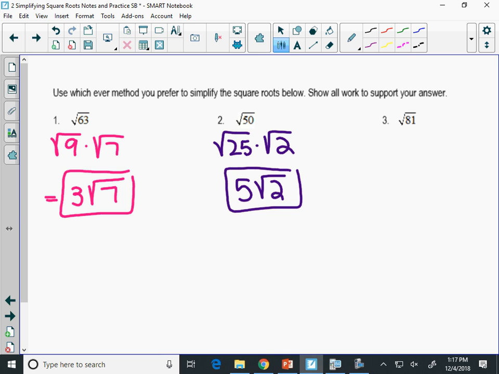Yeah, just 9. Do you need to do perfect squares here? No, I mean you could. You could rewrite radical 81 as radical 9 times radical 9, which is 3 times 3, which equals 9, but that's a lot of extra work if you can just remember that radical 81 equals 9. Okay? You good so far? All right, let's see.